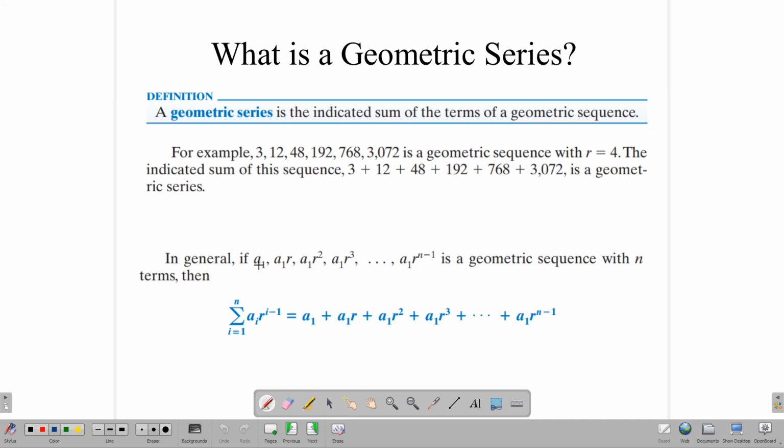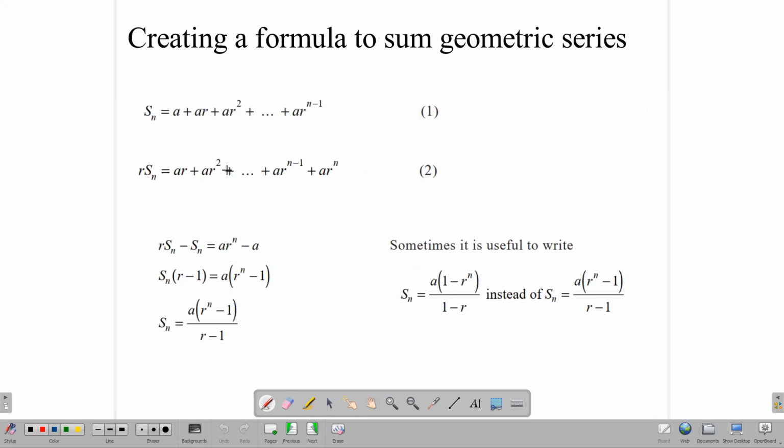And in general, if we have a geometric sequence a1, a1r, up to a1r to the n minus 1, once we start adding them together, we get our geometric series. Now, how do we sum the terms of a geometric series? What formula do we use? And so in doing that, we can create a formula.